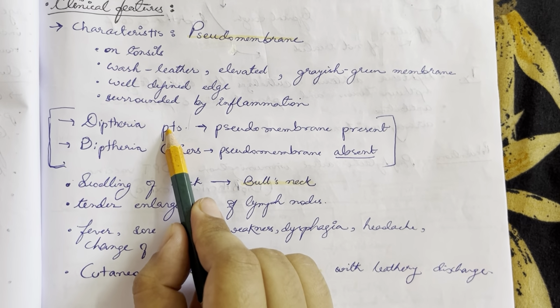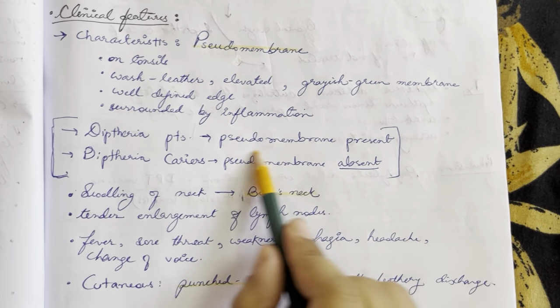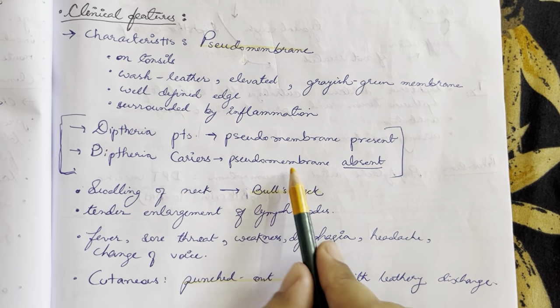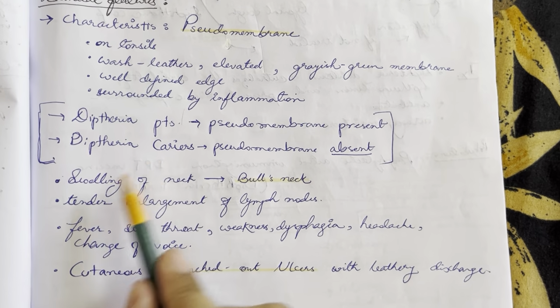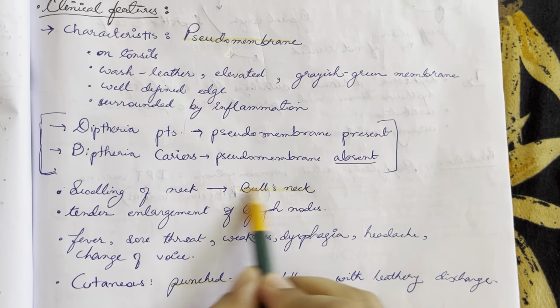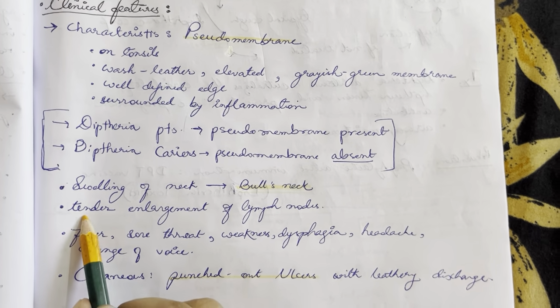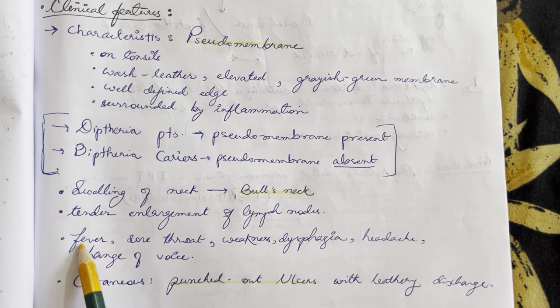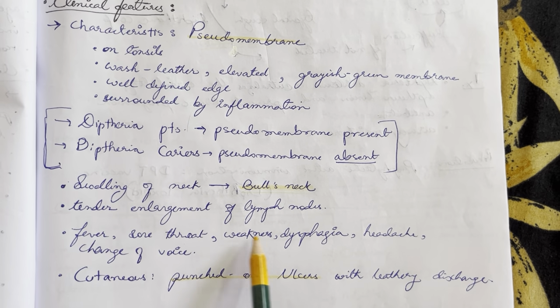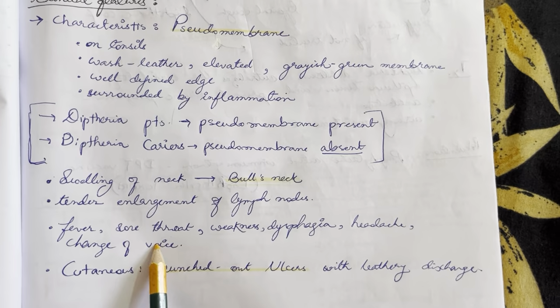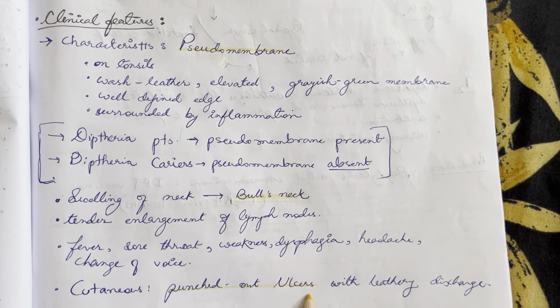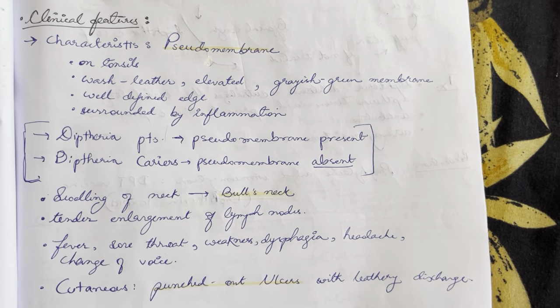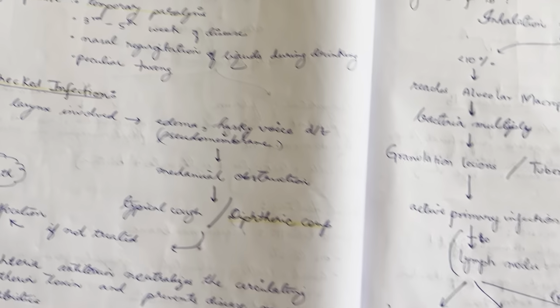If patients have a pseudomembrane, we call them diphtheria patients. If the pseudomembrane is not clinically present, we call them diphtheria carriers. Swelling of the neck, the classic bull's neck, can be seen. Tender enlargement of lymph nodes may be there, and other features like fever, sore throat, weakness, dysphagia, headache, change of voice. In cutaneous skin lesions, we see punched out ulcers with leathery discharge.